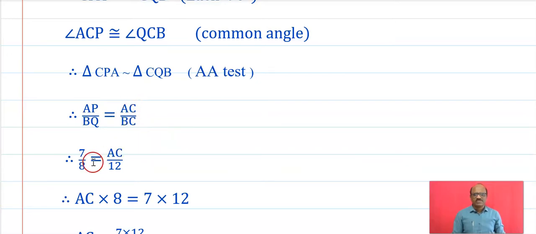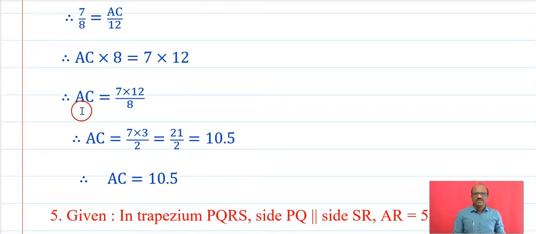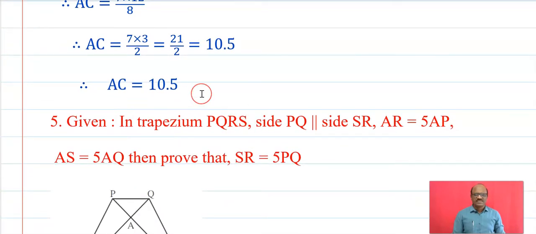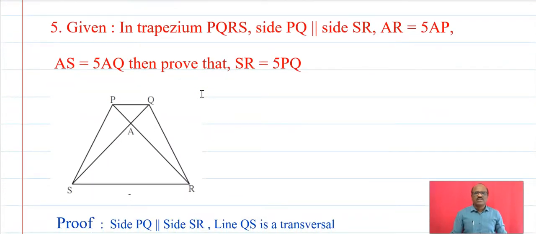And we'll substitute the values. That is, 7 upon 8 is equal to AC upon 12. And that's why AC into 8 is equal to 7 into 12. And therefore AC is equal to 7 into 12 upon 8, that is 7 into 3 upon 2, that is 21 upon 2, which is equal to 10.5. AC is 10.5. Now, question number 5.